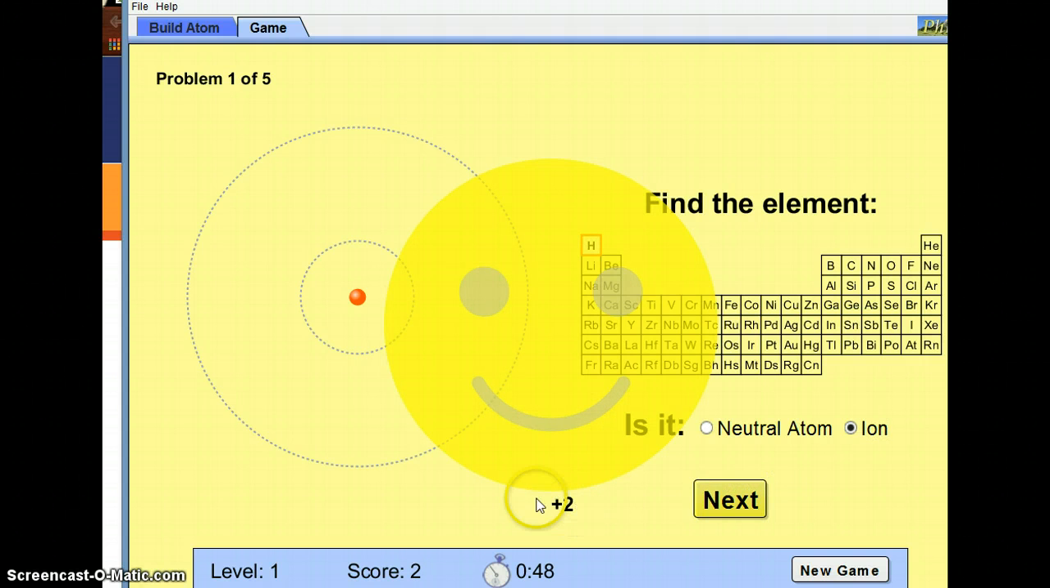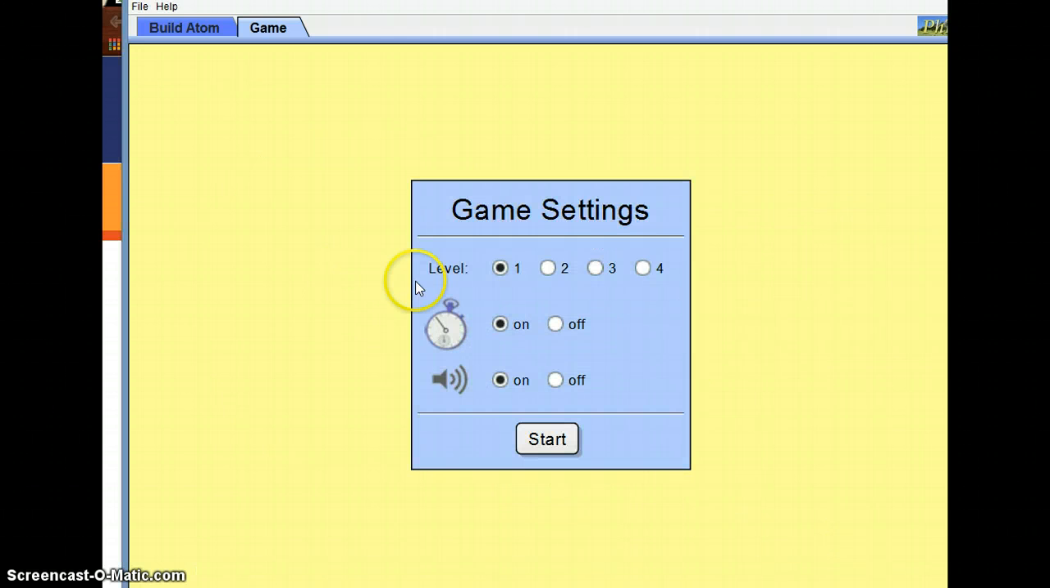We scored points. Play around with the game for a little while. You can always click New Game, and you can pick any of these levels. If you want a really hard challenge, try 4. 4 is going to be pretty difficult.